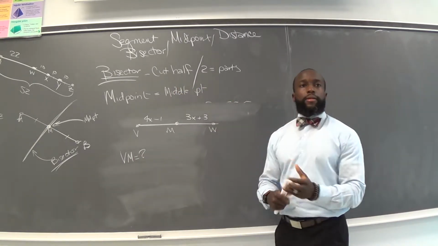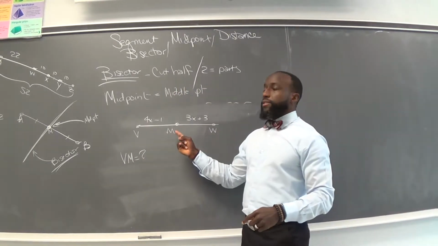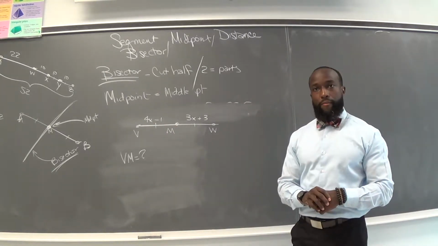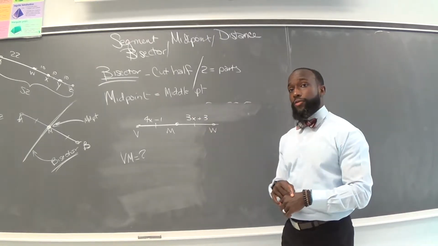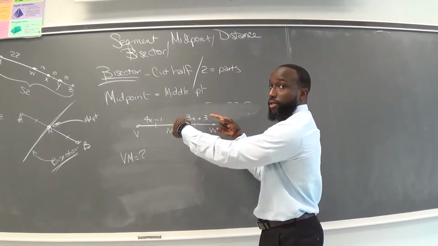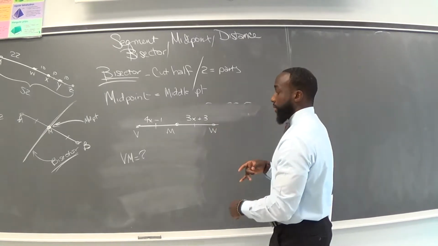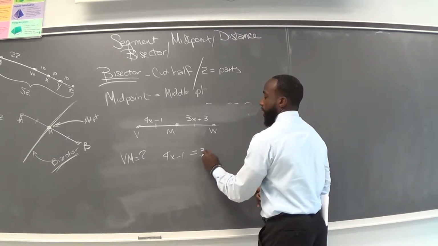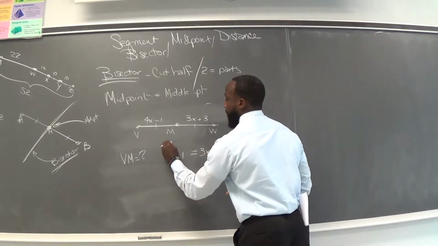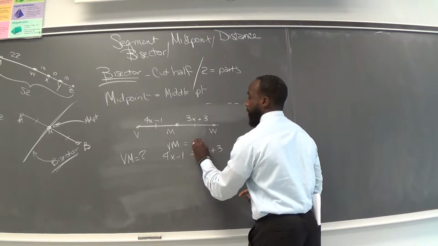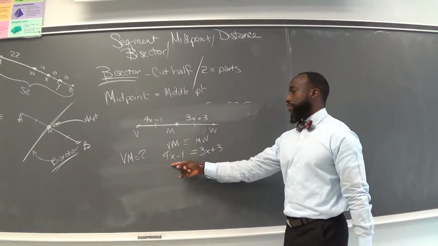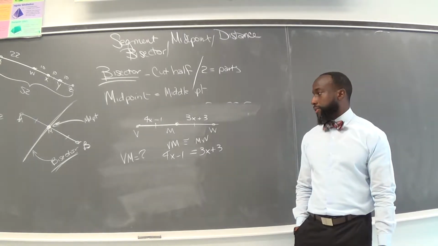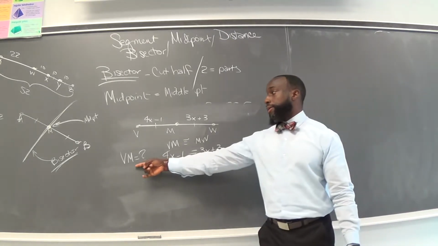Because M is the midpoint, both segments are equal. So, because both segments are equal, we can write this as an equation. We can say 4x minus 1 equals 3x plus 3, because again, we already said VM is equal to MW. Since they're equal, we can set them equal to each other. From there, we solve for x to figure out what x is.